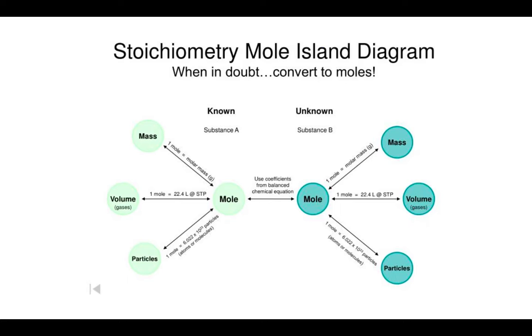The last thing we want to look at is a diagram called the mole island diagram. And if you look at this from the left side to the right side, on the left you can see your given information could be in mass, or in volume, or in the number of particles. All 3 of those can then be converted to moles of our first substance, called substance A here. Then I'm going to use my coefficients from the balanced equation to convert to moles of substance B, which would be the blue dots. And then I can take those moles and convert it to either a mass, a volume, or a number of particles, whichever is asked for in the question.